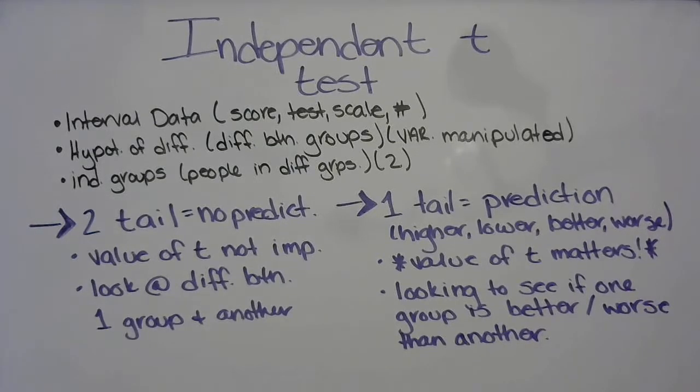Hello! So today we're going to talk about the independent t-test of significance. The independent t looks at the difference between two independent groups to see if there is a significant difference between those two groups. It deals with interval data. Some of the keywords that you may see with interval data are score, test, scale, number. So interval data is data in the form of numbers.